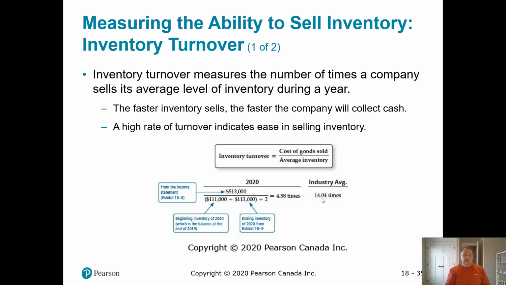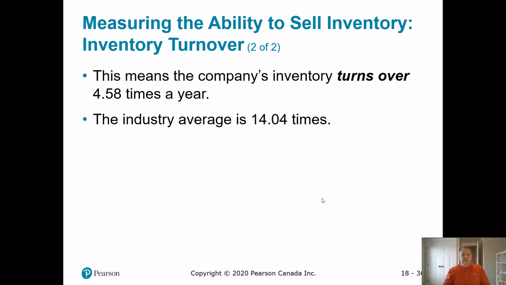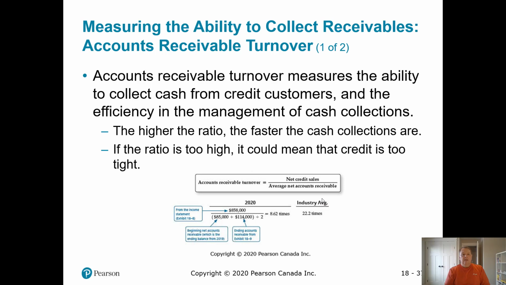We want that inventory number to be as high as possible, because every time it turns over, we're making a little bit of profit on it. So if it turns over more and more, we're making more and more profit. So 4.58 times a year, not great when compared to the industry average of 14 times.